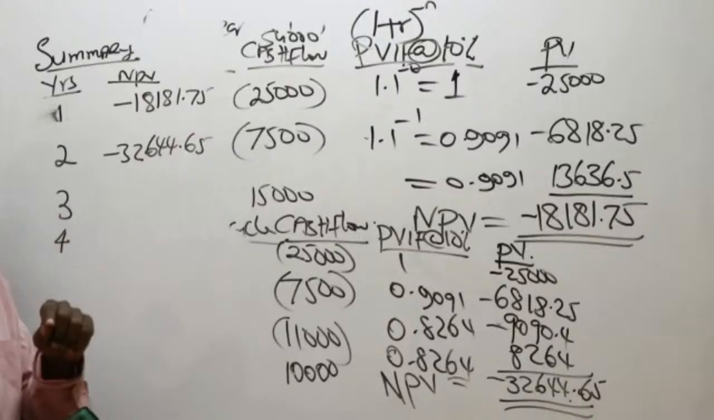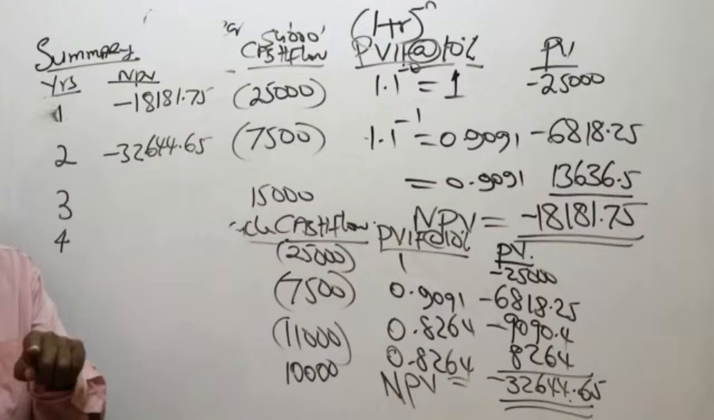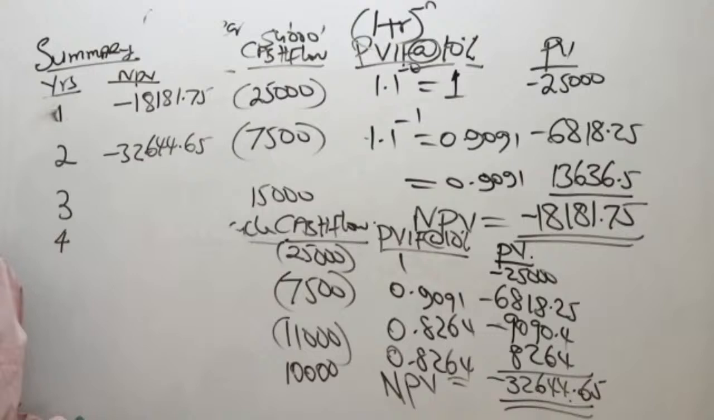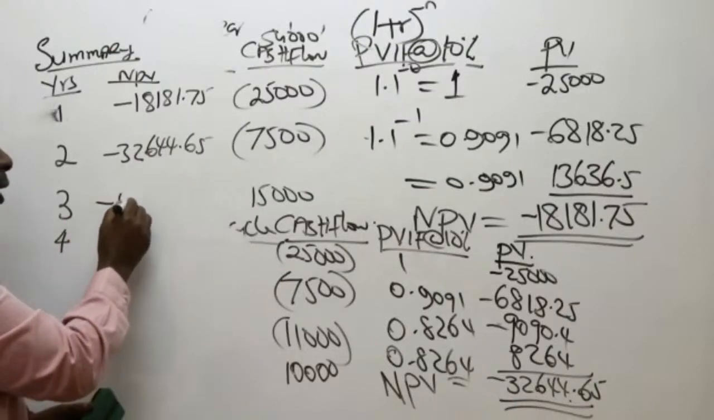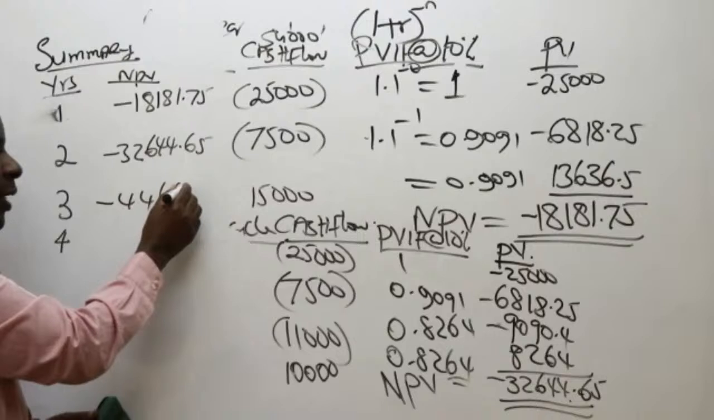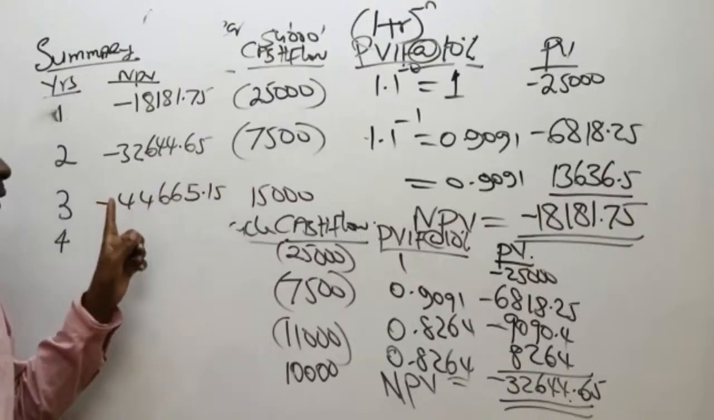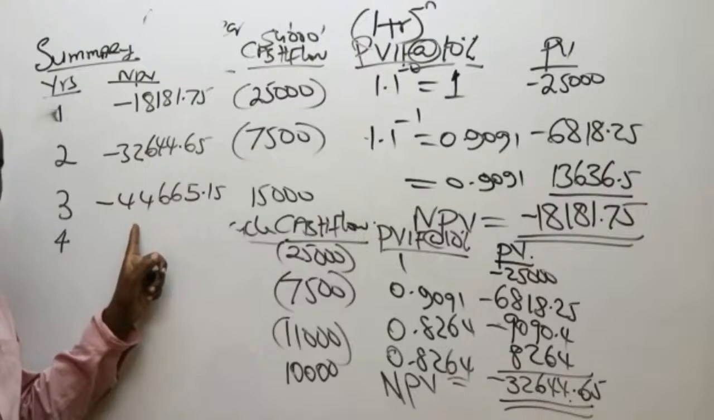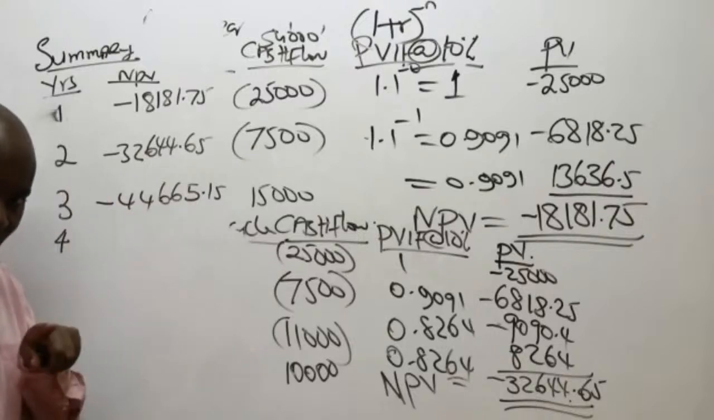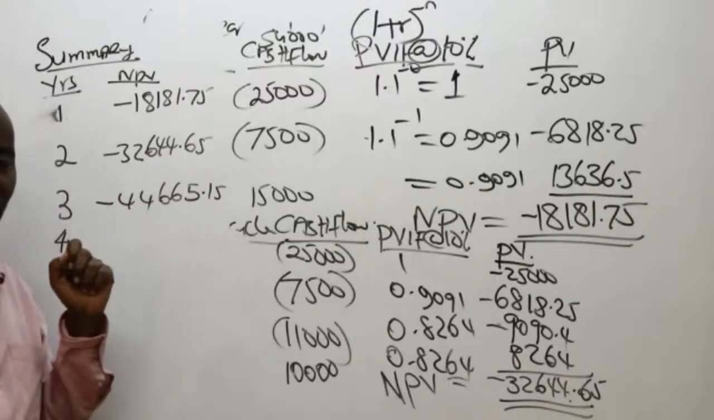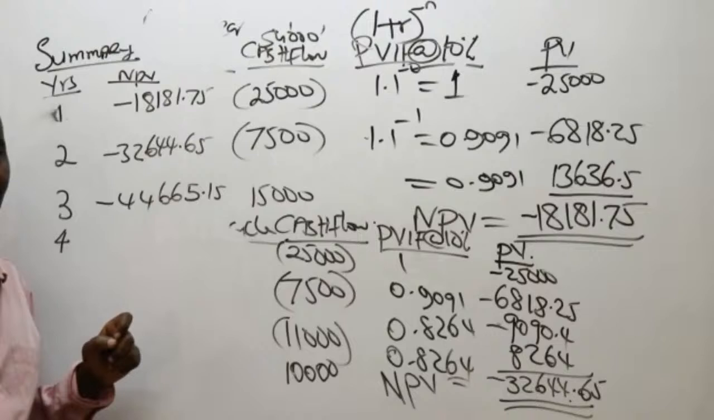If we replace at the end of year 3, what are they saying there? Someone check for me. End of year 3, what will be the resultant NPV? Negative 44,665.15. Can somebody confirm whether the NPV of replacing at the end of year 3 is correct? Yes. Thank you very much.